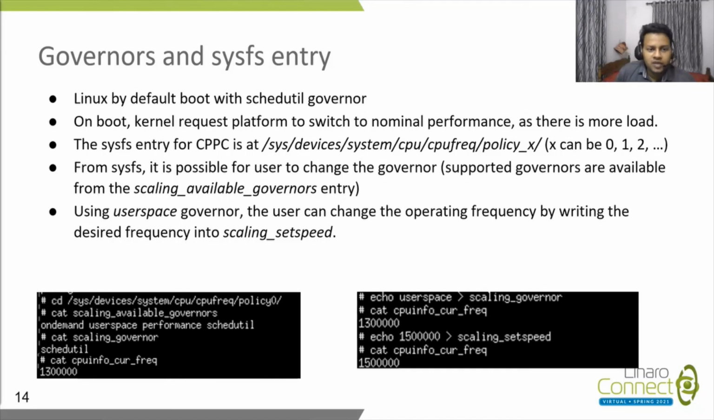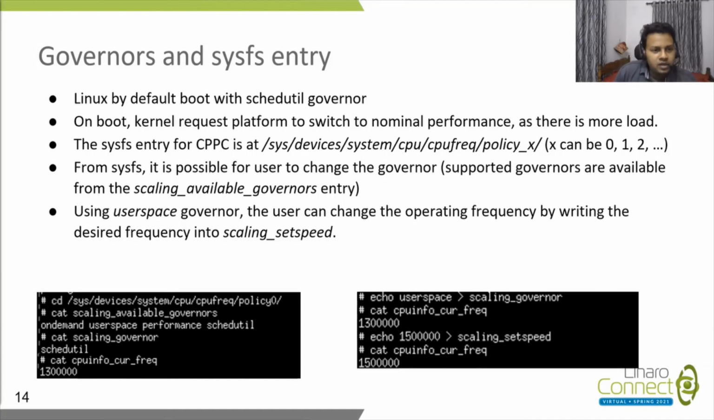And for evaluating the CPU frequency and the performance and related things, the sysfs entry for CPC is available at this path in the Linux sysfs. Here x can be 0 to n. So for example, in a system with 8 CPUs, the x can vary from 0 to 7. And here I look into policy 0. So let's take an example CPU 0.